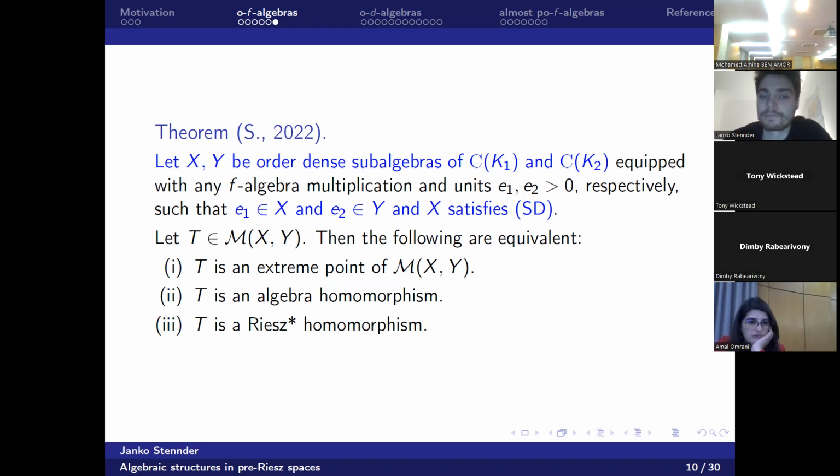Thank you. Okay, that a Riesz star homomorphism is an algebra homomorphism follows quite easily by just extending the Riesz star homomorphism. Then we know it's a Riesz homomorphism on F-algebras, where it's an algebra homomorphism, and then the restriction is of course again an algebra homomorphism. But the direction from 2 to 3 is the difficult part.